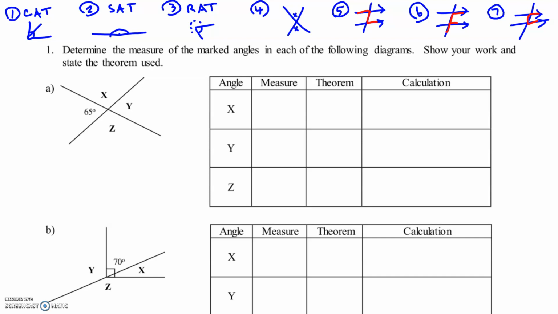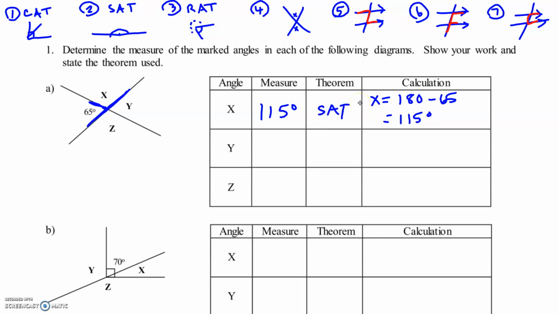So the first question, I have to determine what X, Y, and Z are. So for X, I can see that it's related to the 65 by a straight angle. So that would be SAT up here. So I know that X and 65 have to add to 180, so I'll show my calculation. To get X, I would have to take 180, subtract 65, and then that is going to give me 115 degrees. So I'm going to go ahead and write the measure, 115 degrees, and then I'm going to write the theorem in order to get it, with SAT in this side.